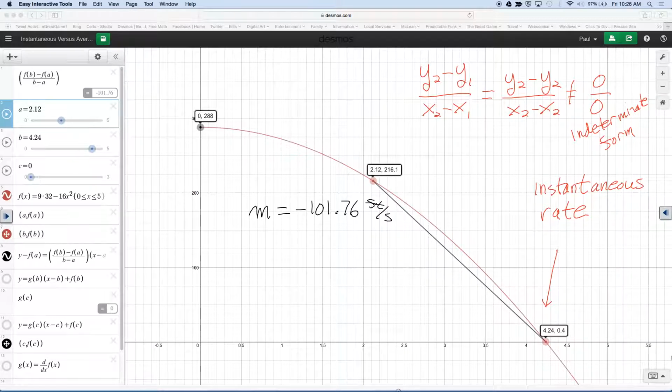Are we shortening the distance or are we shortening the time? We're shortening the time because that's our x variable. We always do this in a way that shortens the x variable, the independent variable.